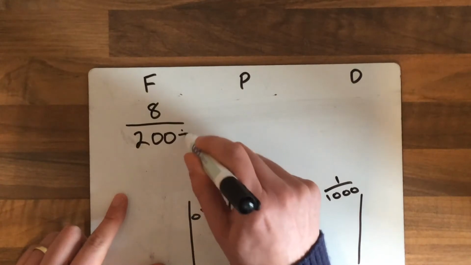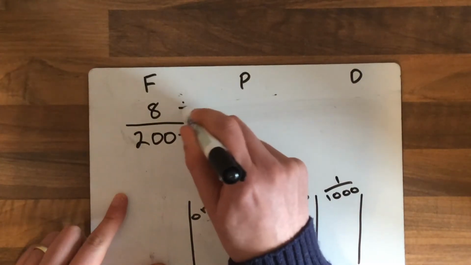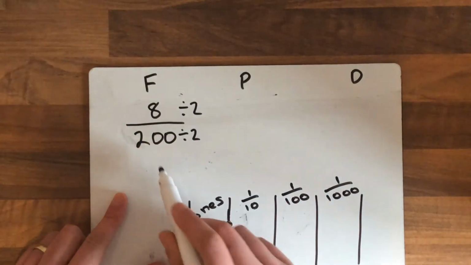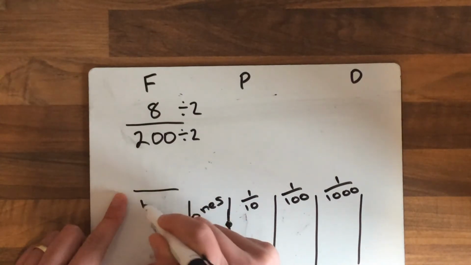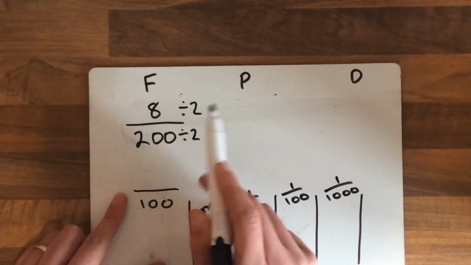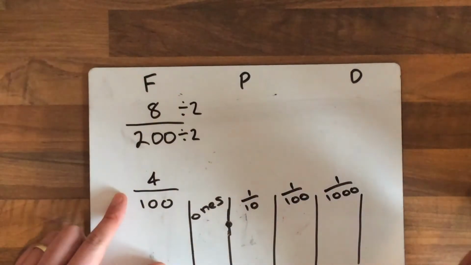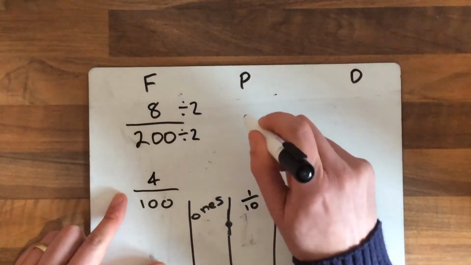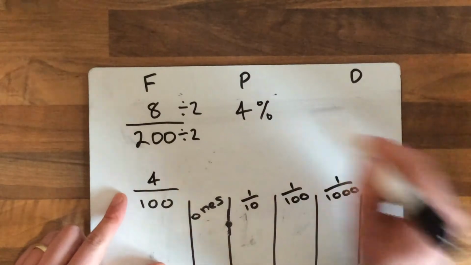So it needs to be divided by 2. It needs to be halved. So 200 divided by 2 is 100. 8 divided by 2 is 4. So as a percentage, it would be 4%.